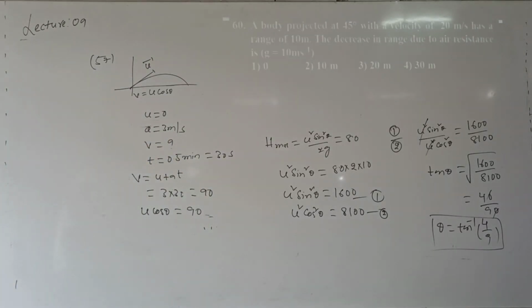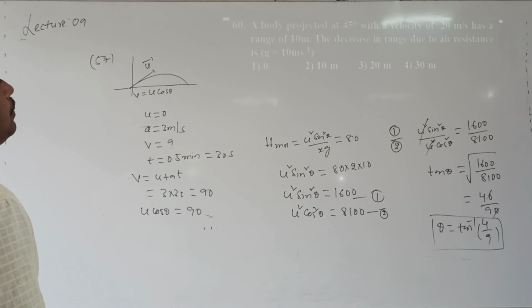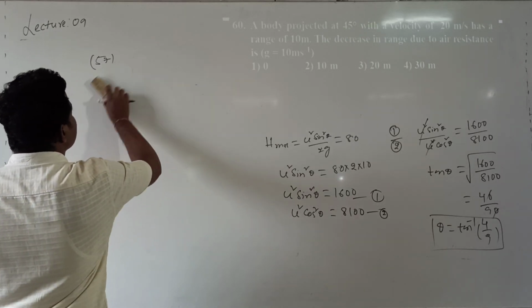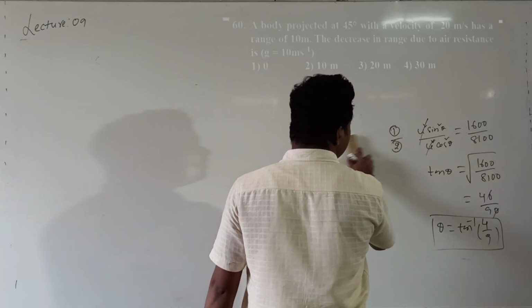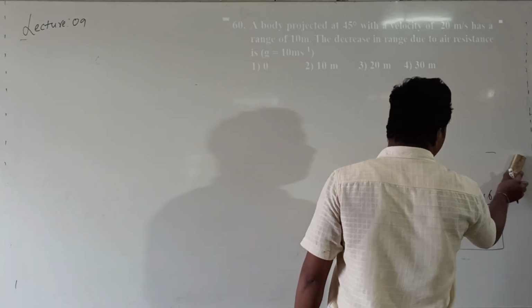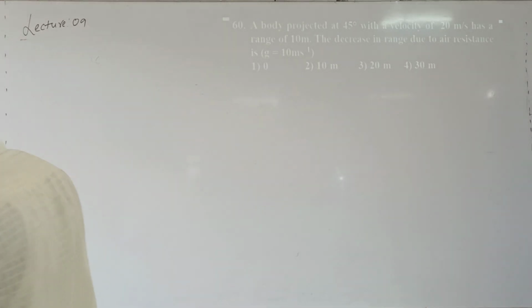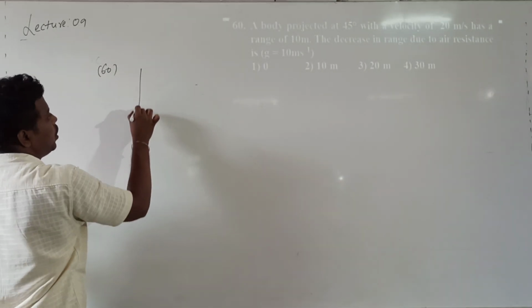Next one. Question number 60. A body projected at 45 degrees with a vertical with a velocity 20 meters per second has a range 10 meters. So what is the decrease in the range due to air resistance? So we discussed it already. Whenever air resistance is considered, range value decreases and maximum height also decreases. And time of flight value may either increase or decrease. Angle of projection value will increase.